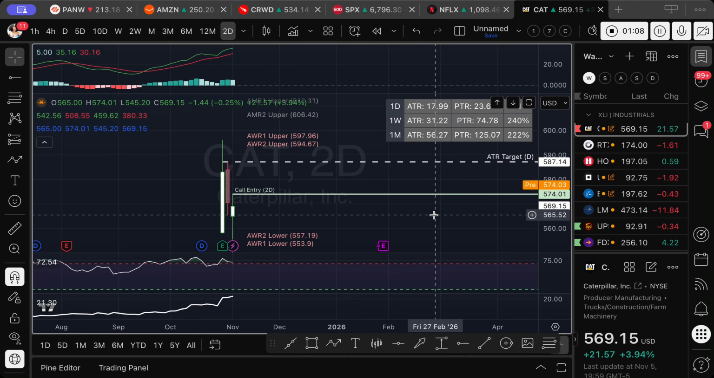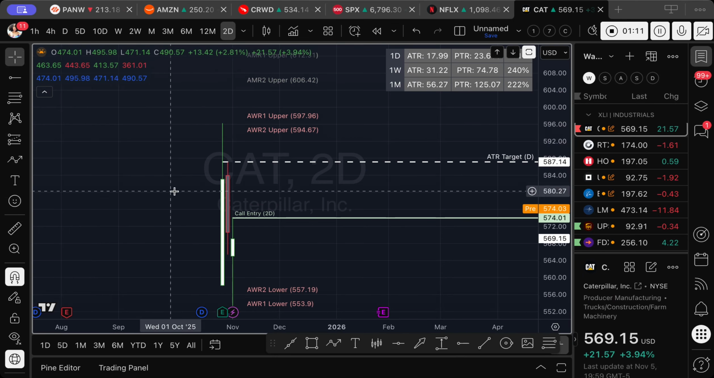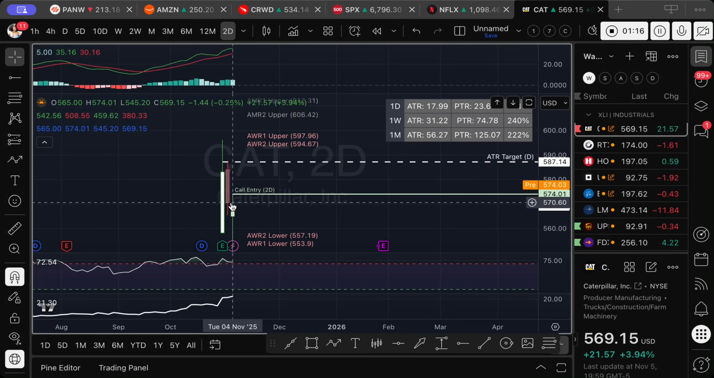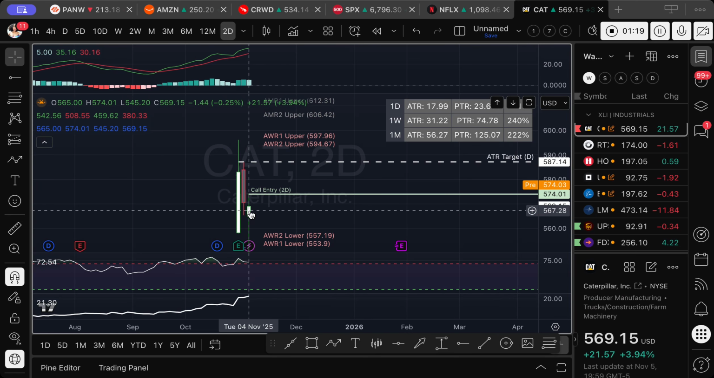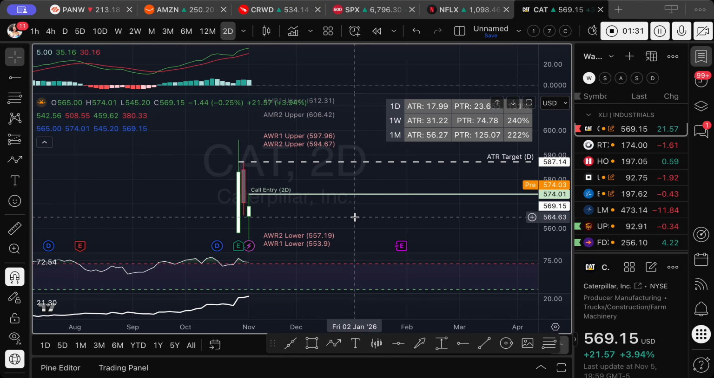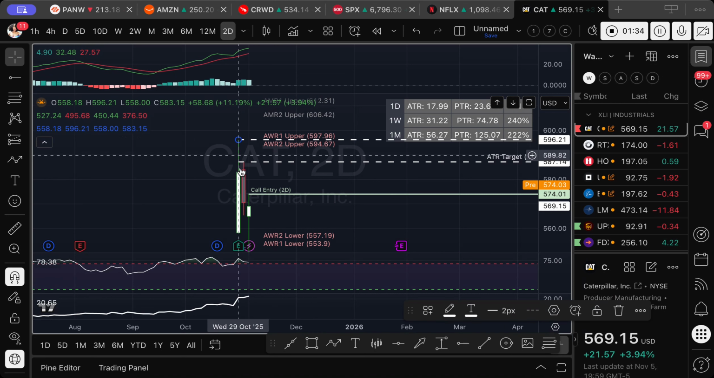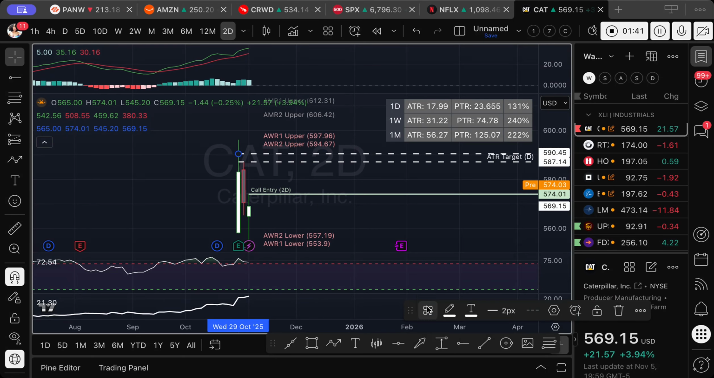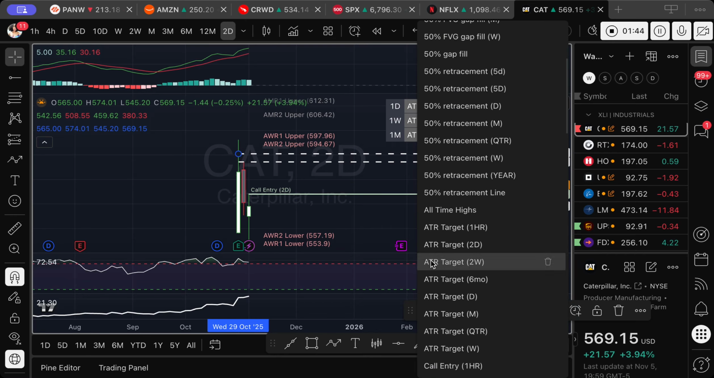So I'm utilizing a daily ATR target just for a day trade, but I also want to see if I decided to swing it into next week, what that would actually look like. So about 590.45 for the 2 day. So if I opted for next week's expiration, I wouldn't exceed 590.